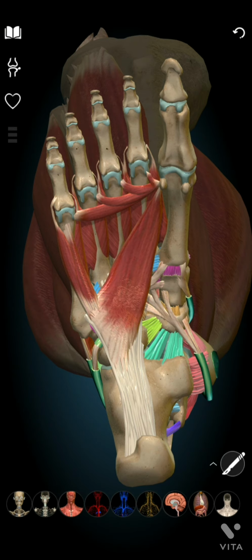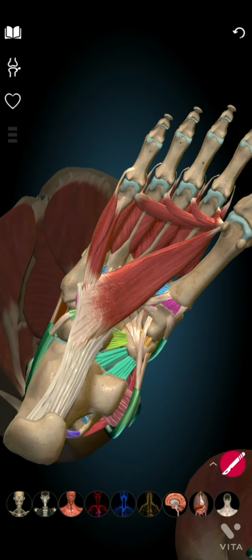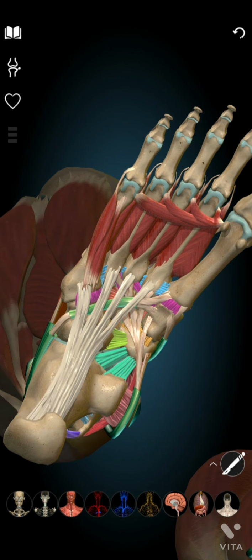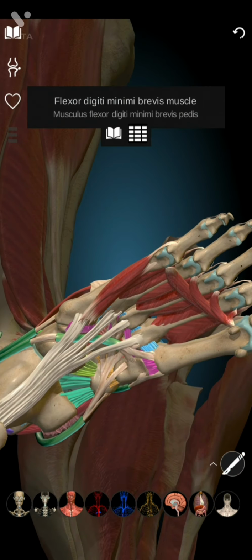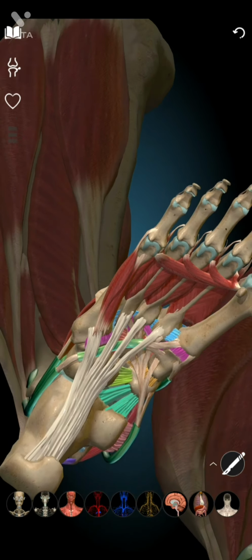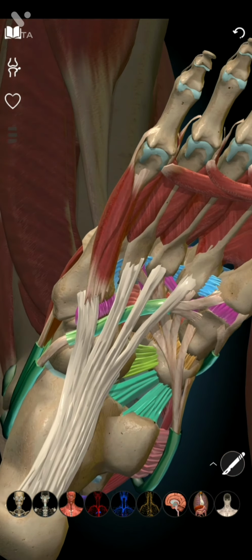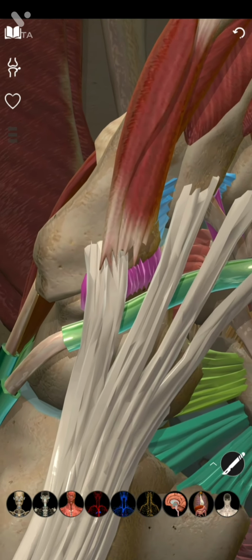So as we said, we are going to come like abductor, abductor, then flexor, then opponens. So we are promised to do like that, right? So we are going to remove that muscle, and if you see, flexor digiti minimi brevis, flexor digiti minimi brevis.